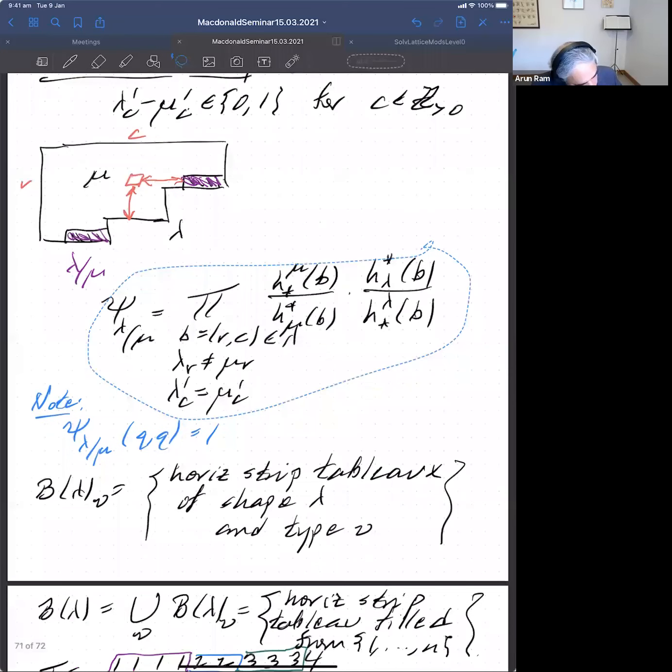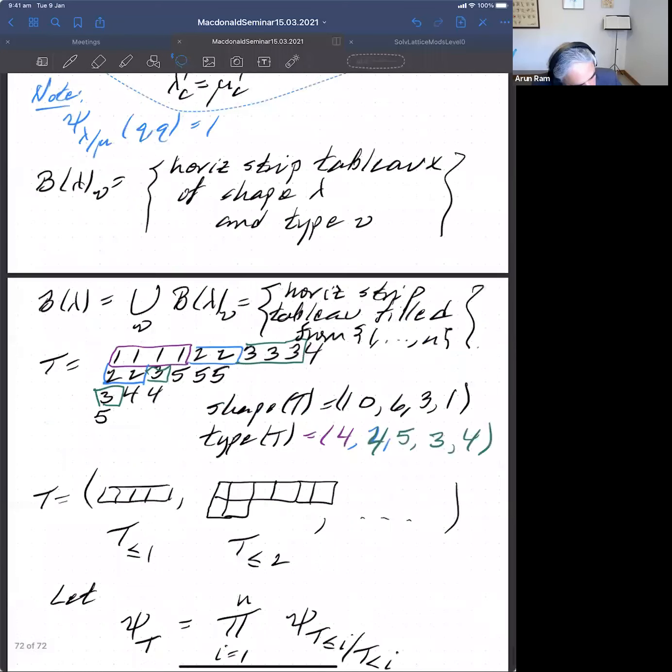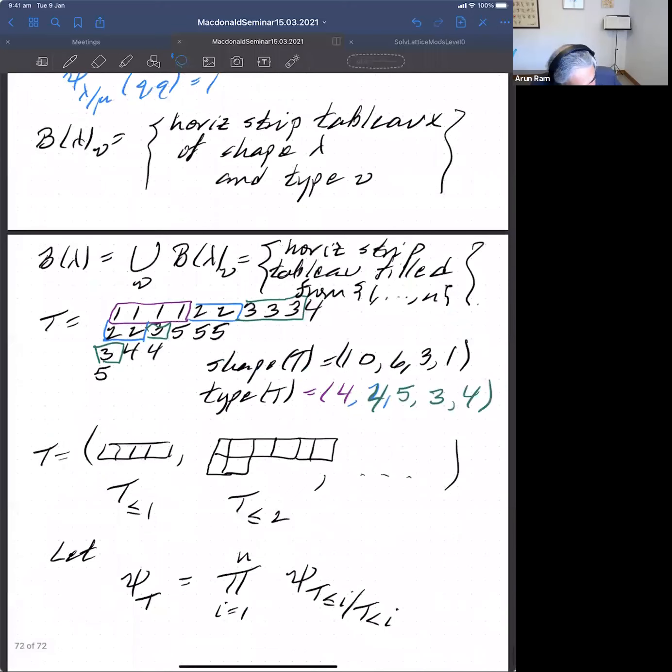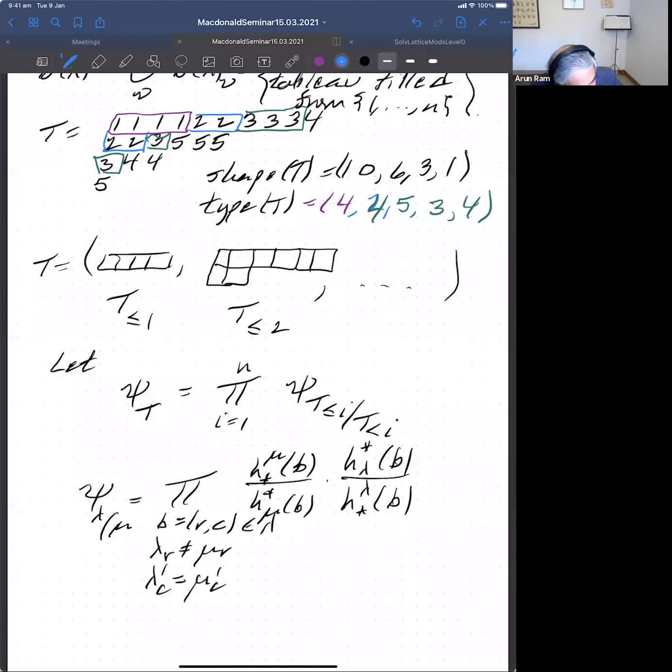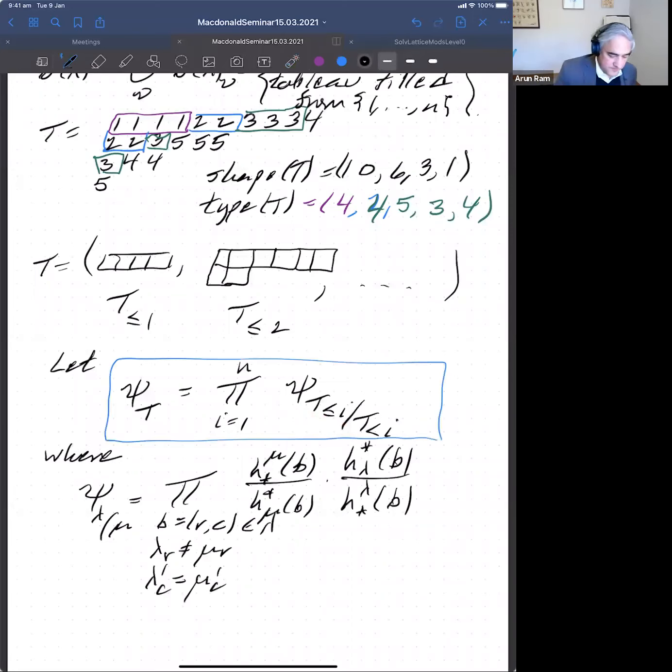There. And then we can take the product over all the horizontal strips that make the whole tableau. So that's where.